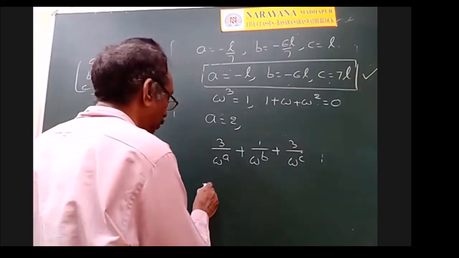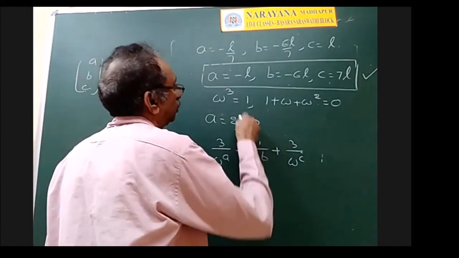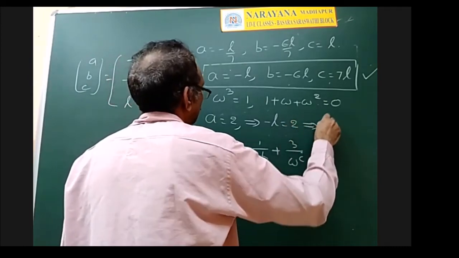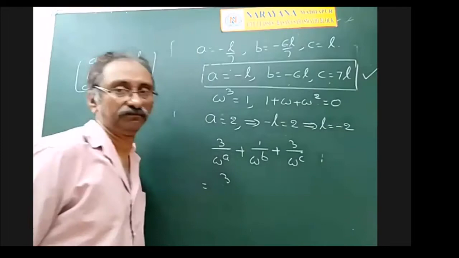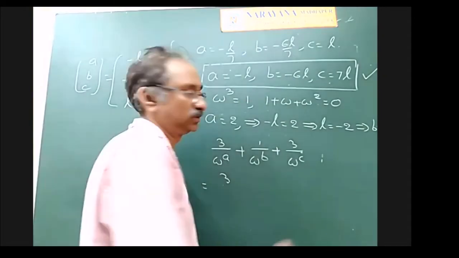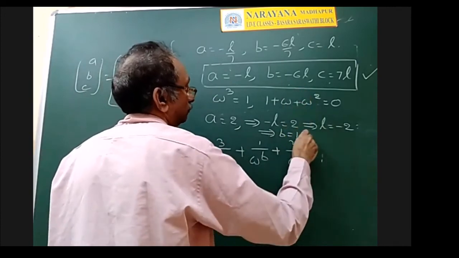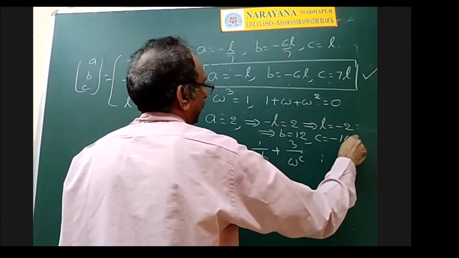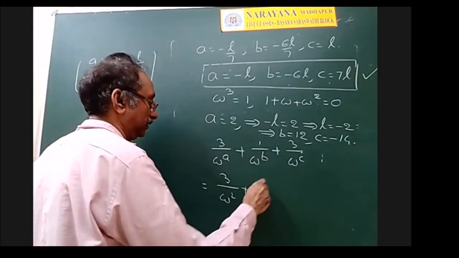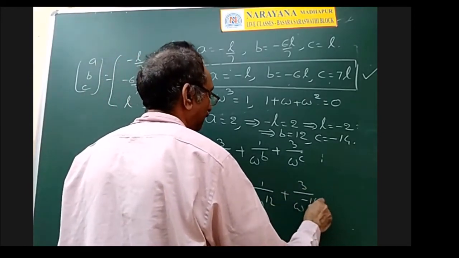See, this is equal to 3. Oh no, first of all I need the ABC values. If A is equal to 2, A means minus L. Minus L is equal to 2, that implies L is equal to minus 2. When L is equal to minus 2, B is equal to 12. Okay, you see there? Right. So I will write here: B is equal to 12 and C is equal to minus 14. Therefore, this becomes 3 by omega square plus 1 by omega power 12 plus 3 by omega power minus 14.